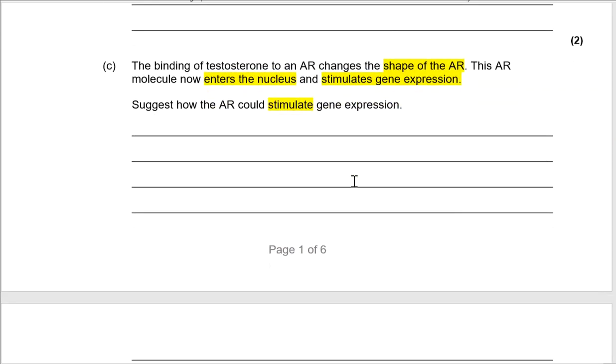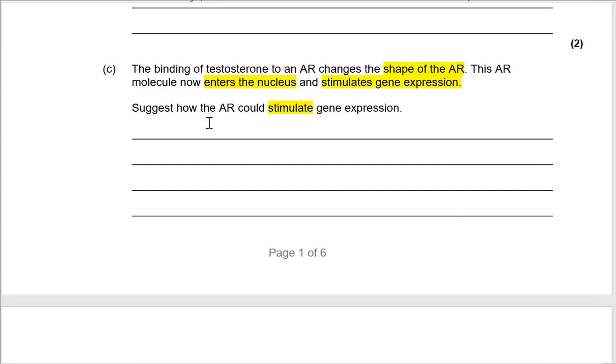Question B-C builds on this, and it's a 2-mark question. The binding of testosterone to AR changes the shape of AR. So this hormone binds to this protein, and the shape of that protein changes. You're thinking, where have we seen this in module 8? It should come to your mind that we are talking about transcription factors. Remember, transcription factors is a general name. There are so many different types of transcription factors. Here, we are dealing with AR.